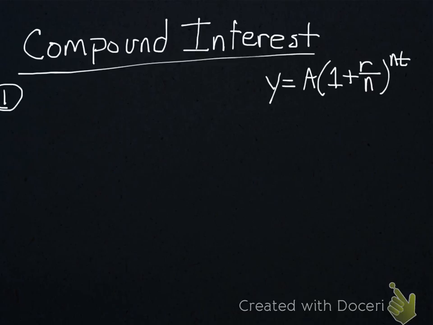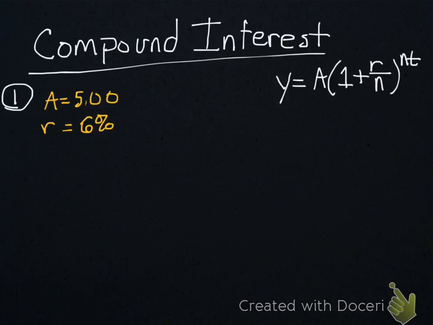If $500 is invested at a 6% interest rate compounded quarterly, what's the balance after 3 years? From this statement, I know that A is 600. Nope, A is 500. R is 6%, which is going to be 0.06. N, compounded quarterly, is 4, and T is 3 years.